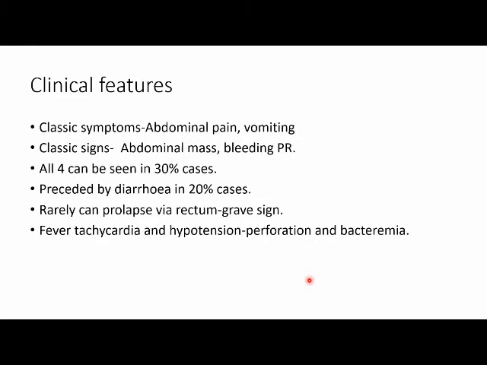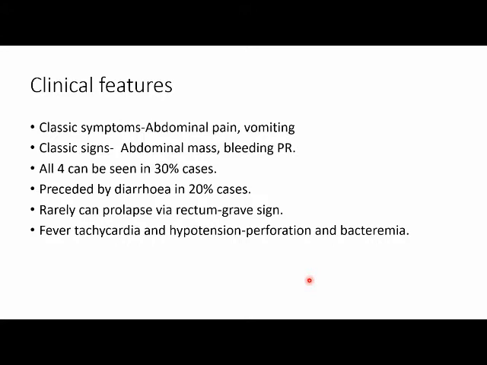Clinical features, we will come to the clinical features of intussusception. There are classic symptoms and classic signs with which the child will present to you. The classic symptoms include abdominal pain and vomiting, and the child will be irritable. The classic signs include an abdominal mass and bleeding PR. And all four features can be seen in almost 30% of the cases. Otherwise, it will be a mixed presentation.